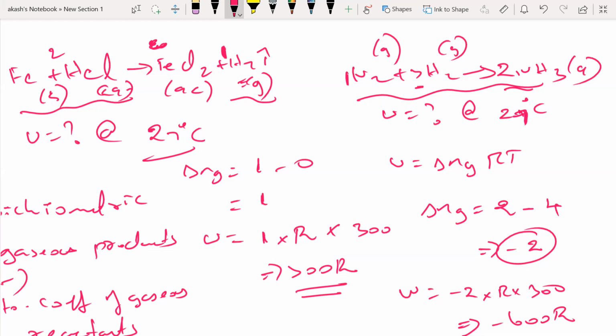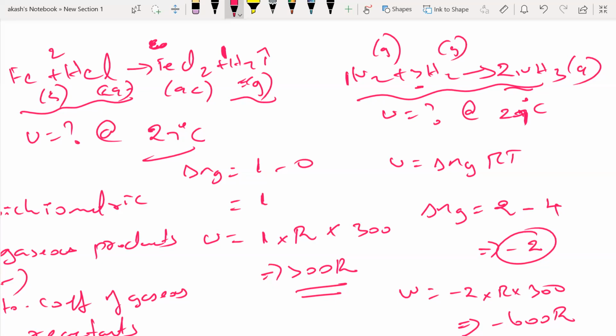Total stoichiometric coefficient of gaseous products minus total stoichiometric coefficient of gaseous reactants is what you have to take. So if at all you get a negative sign, you have to include the negative sign. Very, very, very important. Very simple questions.